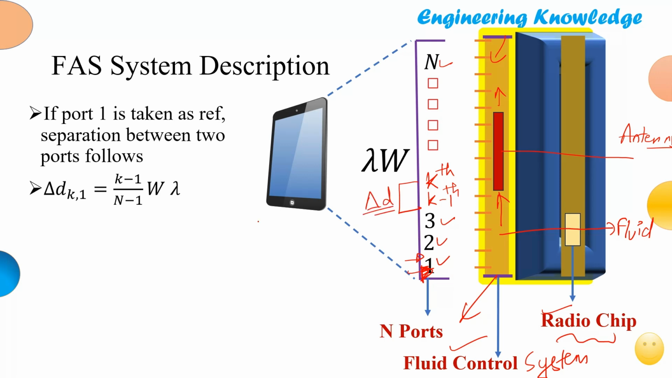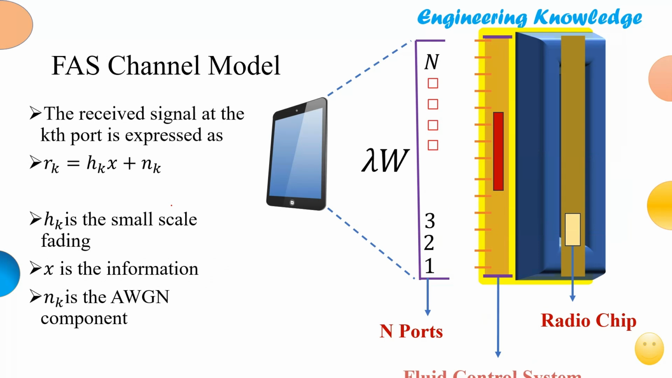So this is defined as (K-1)/(N-1) times W times lambda, where this W times lambda is said to be the linear length, and this is how we define it. Now, if I talk about its channel model, you can understand that there are going to be multiple ports, N ports. So the kth port receives the signal r_k, which is h_k multiplied by x plus n_k.